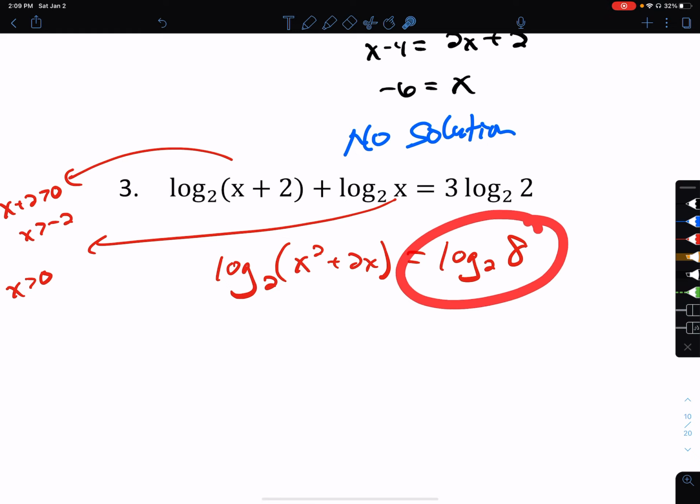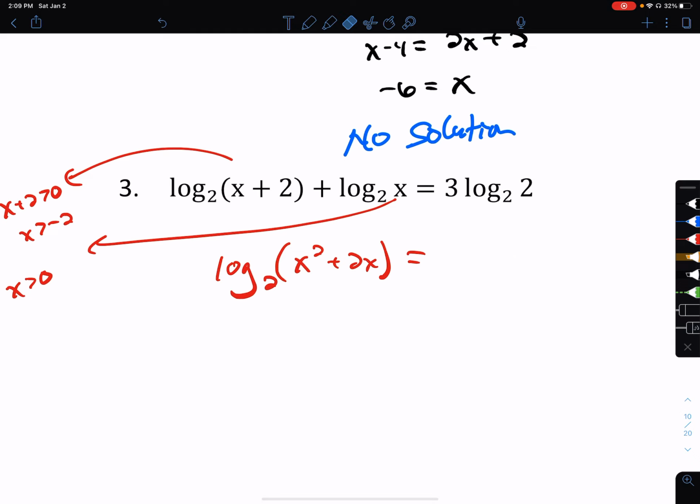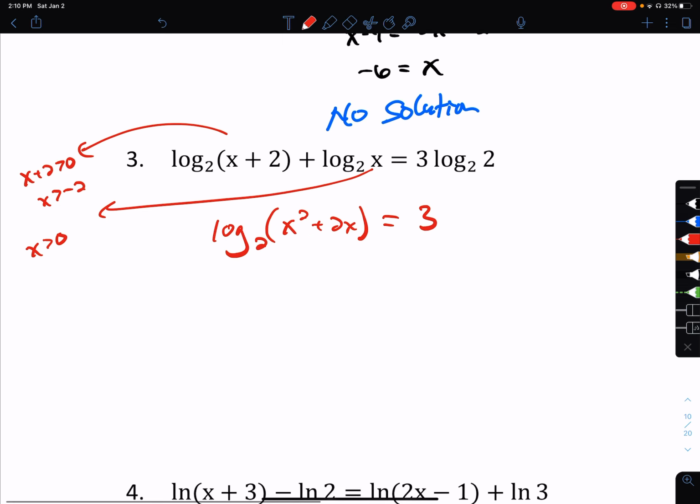There's nothing wrong with this, but what is log base 2 of 8? It's 3. Here's another reason why I know it's 3. This is 3 times log base 2 of 2. But what's log base 2 of 2? This is asking 2 to what exponent is equivalent to 2? That answer is 1. So this is just 3 times 1.